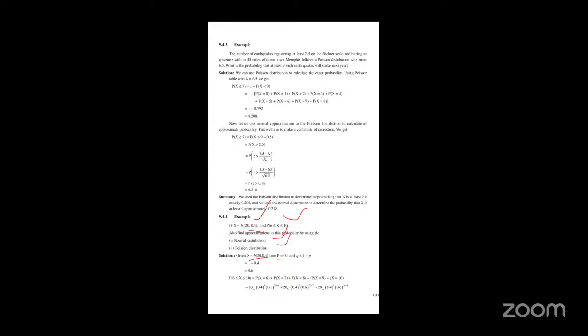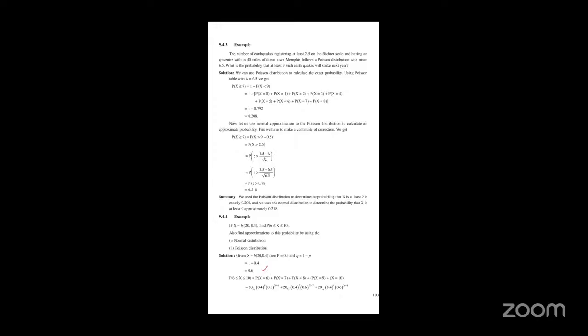So we have a binomial distribution here. What is the p value? P value is 0.4. And what is the q value? Q value is 1 minus p, right? So 1 minus 0.4 is equal to 0.6.